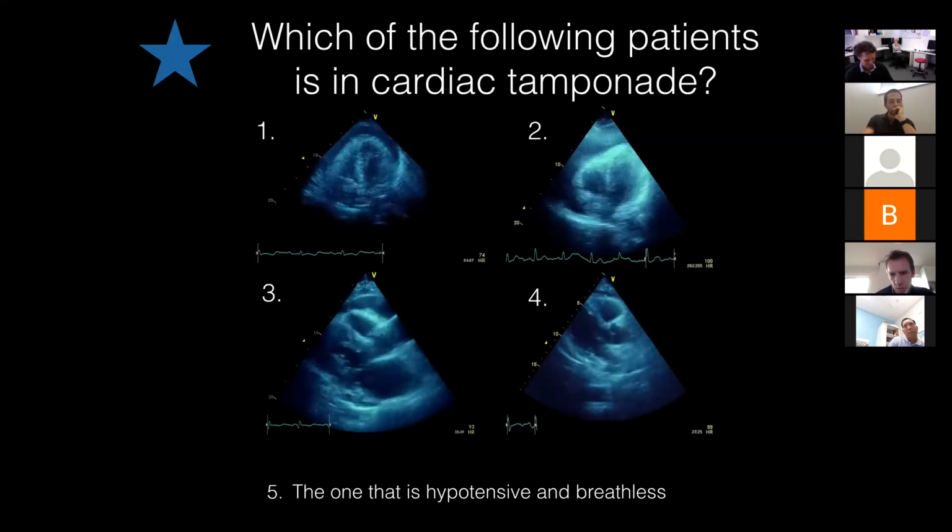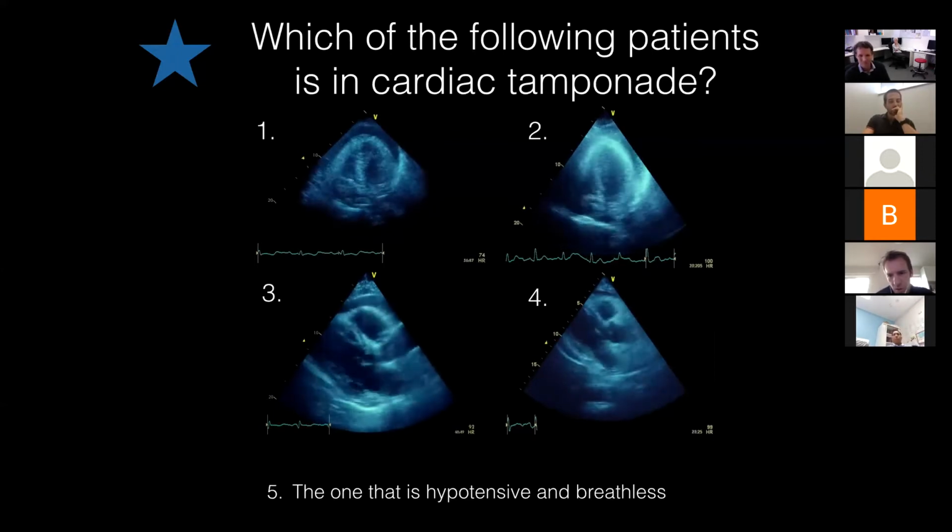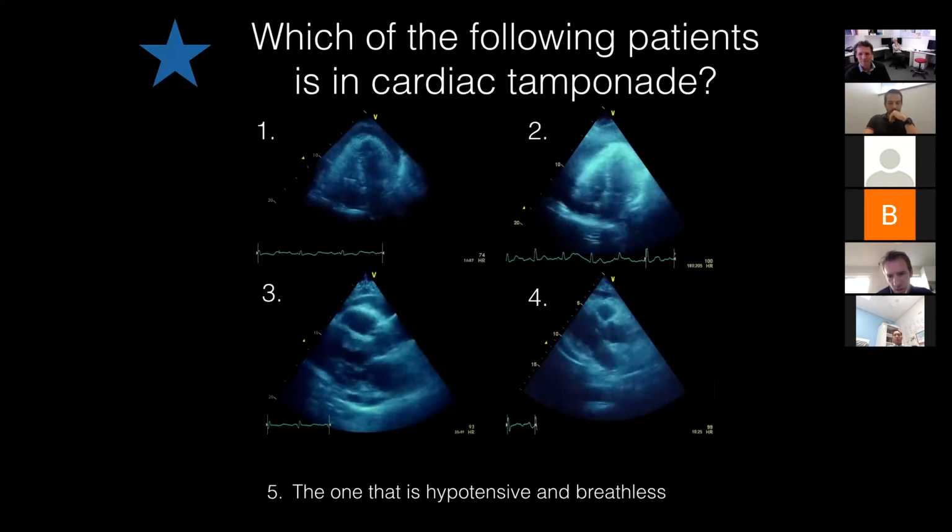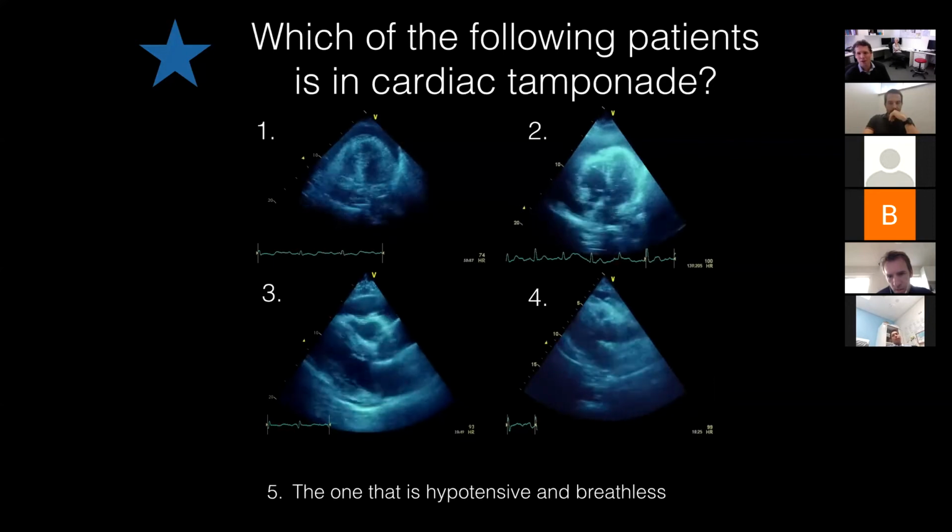View 4 is obviously also a parasternal long axis view. There is a pericardial effusion. And how about if I told you that every single one of those echo images was taken on a patient who walked into our lab?